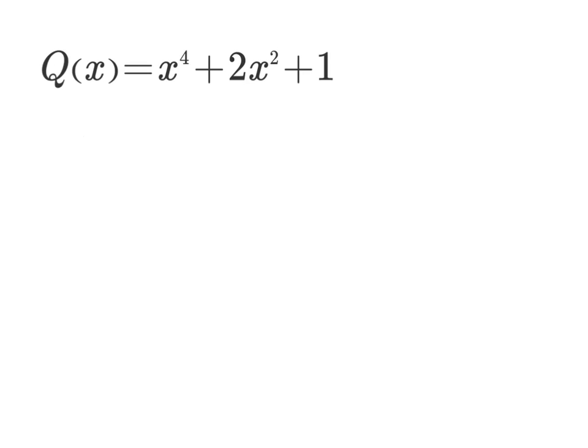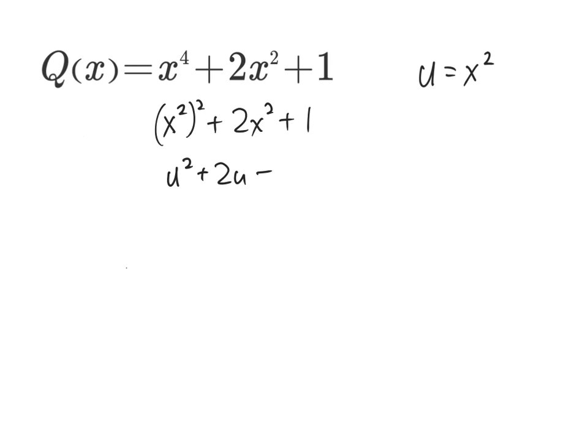So I'm going to do a u substitution of x squared. Mainly because this one right here gives it away, because this is x squared squared. So I can rewrite this as x squared squared plus 2x squared plus 1. Now, anytime I see an x squared, I can replace it with a u. So this becomes u squared plus 2u plus 1.